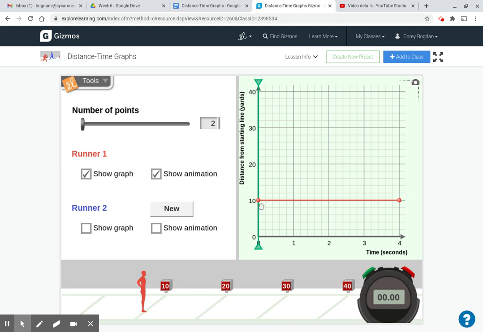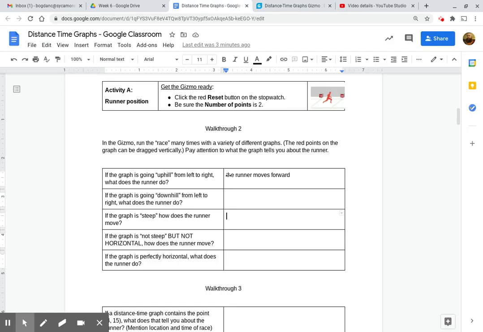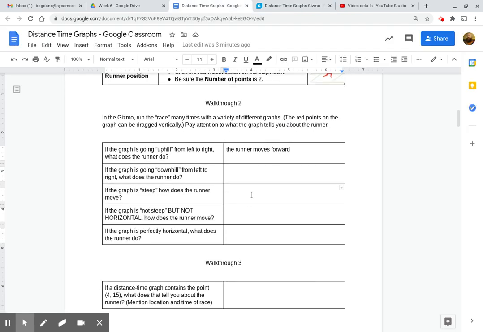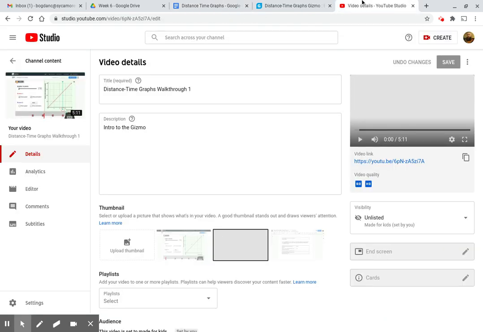Now, prediction time, you're starting at the 10, and then 4 seconds later, you're at the 10-yard line. So it's not too difficult looking at the graph to predict what's going to happen here. All right. That should take you through this section, and then we will go on to walkthrough 3.